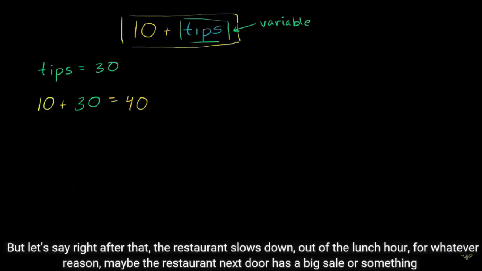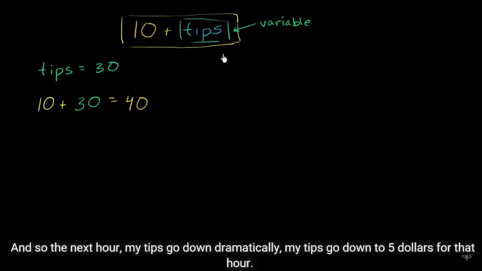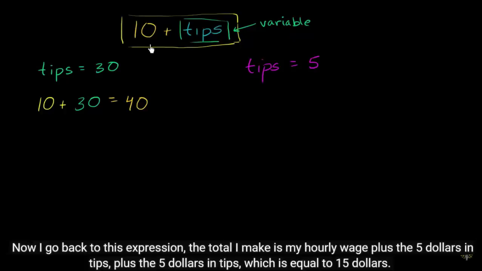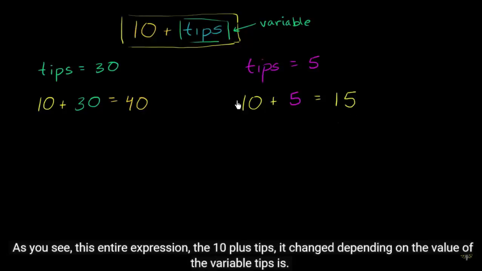But let's say right after that, the restaurant slows down. We're out of the lunch hour, for whatever reason. Maybe the restaurant next door has a big sale or something. And so the next hour, my tips go down dramatically, to $5 for that hour. Now I go back to this expression. The total I make is my hourly wage plus the $5 in tips, which is equal to $15. As you see, this entire expression, the 10 plus tips, changed depending on what the value of the variable tips is.